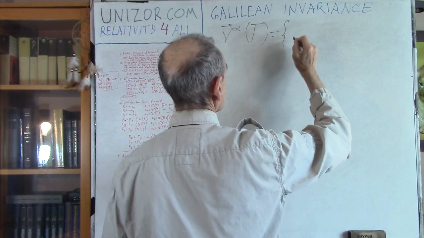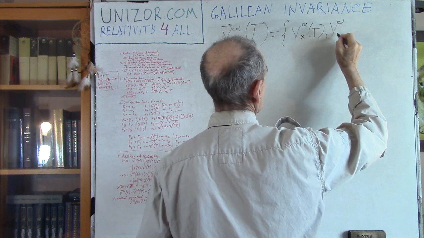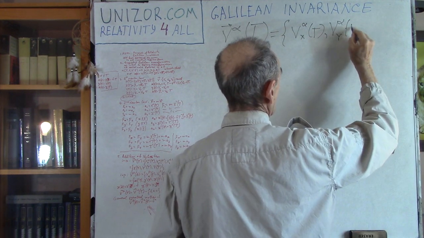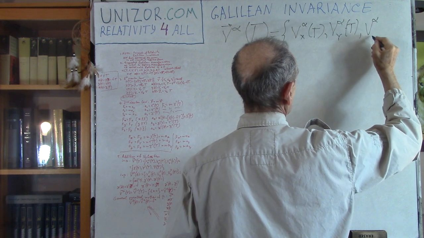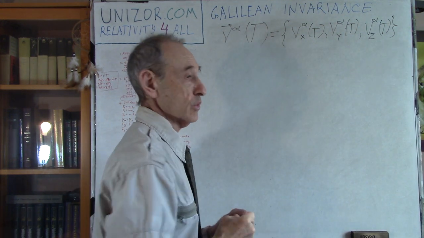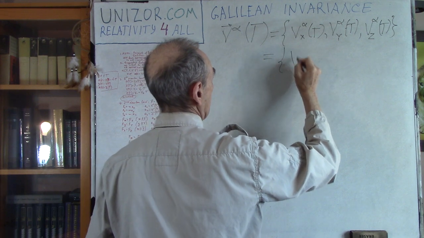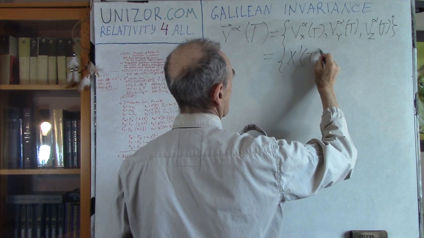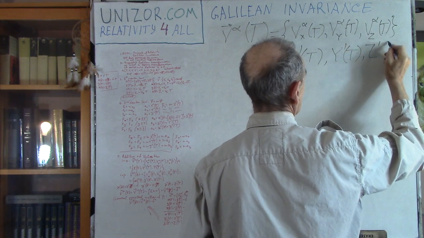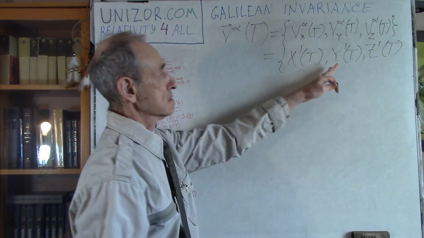So it's v alpha x of t, v alpha y of t, and v alpha z of t. That's my velocity vector. Okay. Now, it's obviously equal to the derivative of x by t, the derivative of y by t, and the derivative of z by t. Now, the derivative is the derivative by time, obviously. Okay, this is my velocity vector.